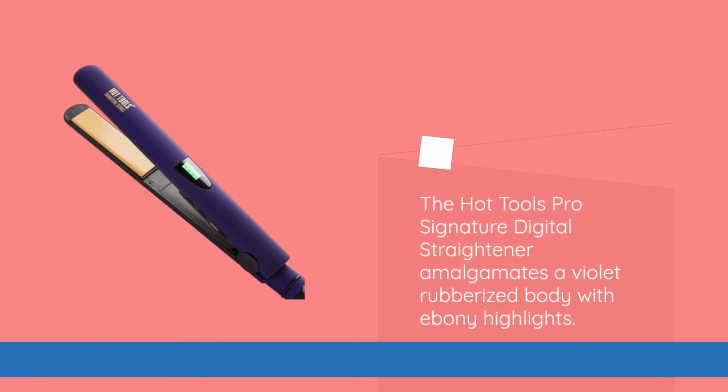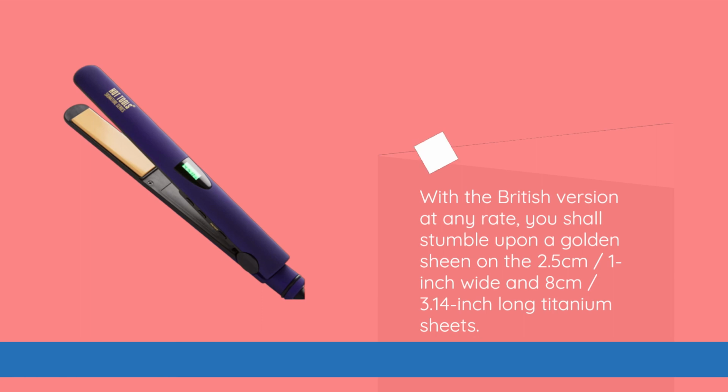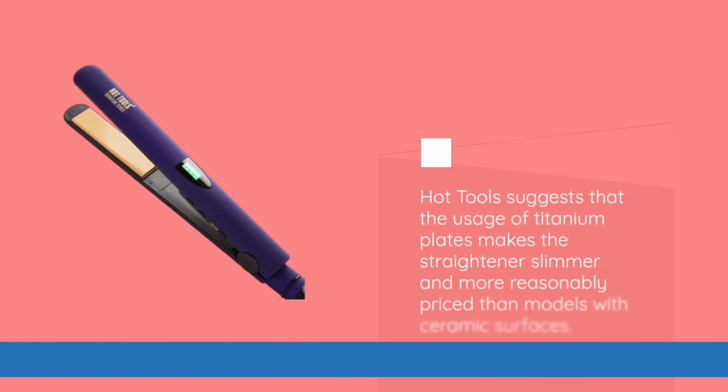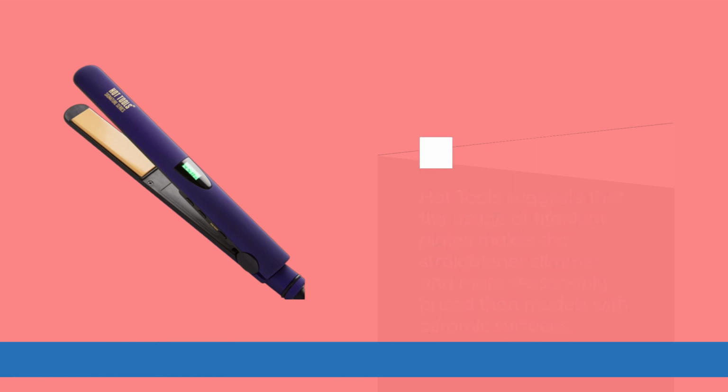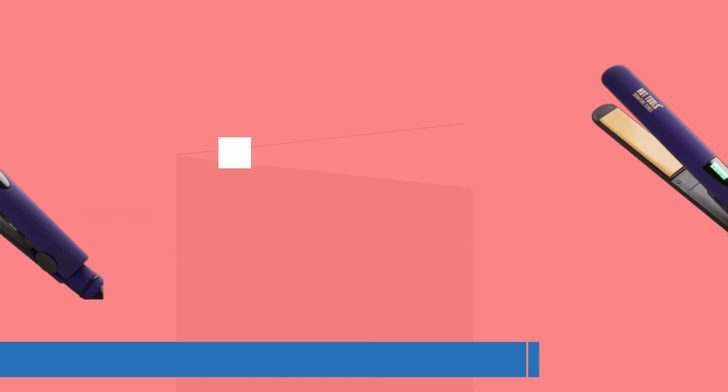The Hot Tools Pro Signature Digital Straightener combines a violet rubberized body with ebony highlights. With the British version at any rate, you will find a golden sheen on the 2.5 cm, 1 inch wide and 8 cm, 3.14 inch long titanium plates. Hot Tools suggests that the use of titanium plates makes the straightener slimmer and more reasonably priced than models with ceramic surfaces. Measuring 2.75 by 10.6 by 1.96 inches, 7 by 27 by 5 centimeters, HxWxD, and weighing 400 grams, 0.88 pounds, this is one of the more compact mains-powered hair straighteners we've tested.